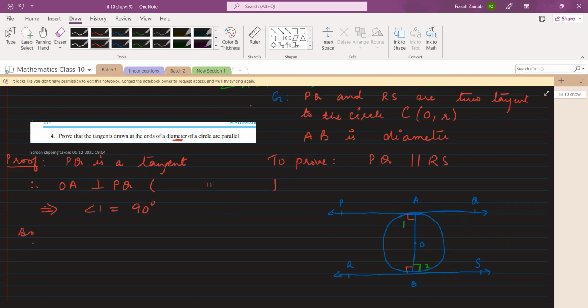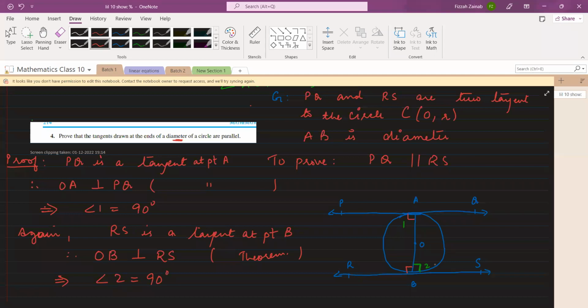Now again, another tangent. So RS is a tangent. Also write the point. PQ is a tangent at point A. Please write, is a tangent at point B. Okay. So therefore, OB is perpendicular to RS by the use of the theorem, right? Please mention the theorem here. And that implies that angle 2 is equal to 90 degrees.